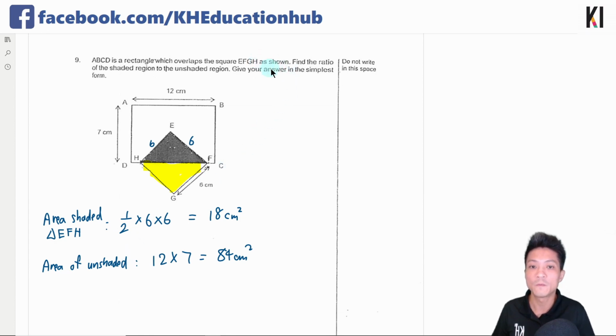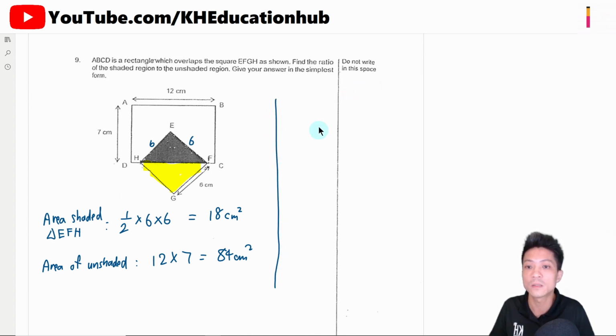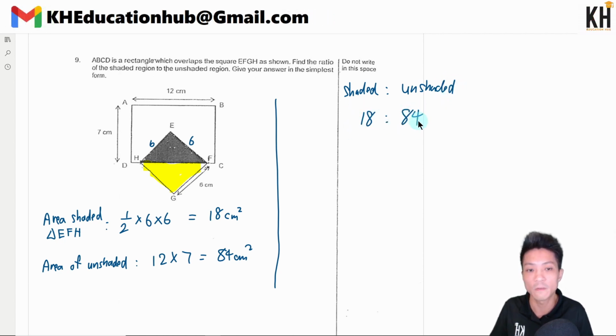Now we need to find the ratio of the shaded region to the unshaded region, which means the answer will be shaded to unshaded. That will be 18 is to 84. Just use your calculator to change it into the simplest form and you'll get 3 is to 14.